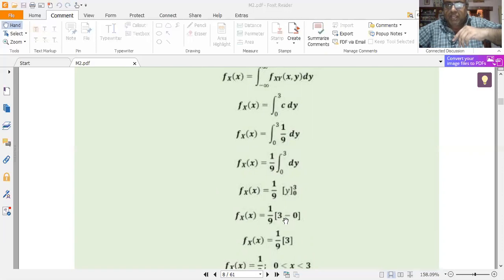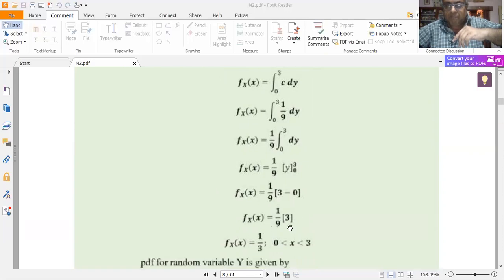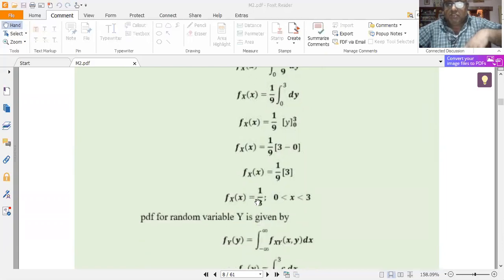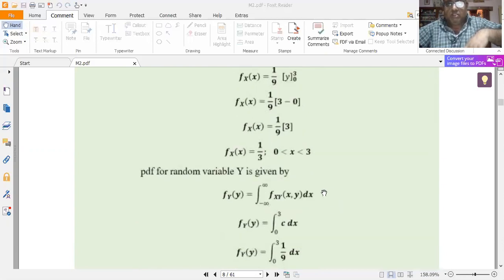So substituting, I get fX of x is equal to 1 by 9 into 3, so cancelling I get 1 by 3. So this is the marginal PDF. fX of x is equal to 1 by 3 for 0 less than x less than 3. Similarly, this is the PDF for random variable x. This is the marginal PDF of x.